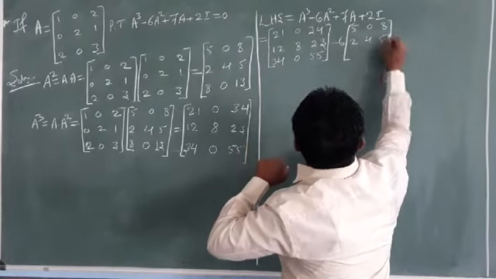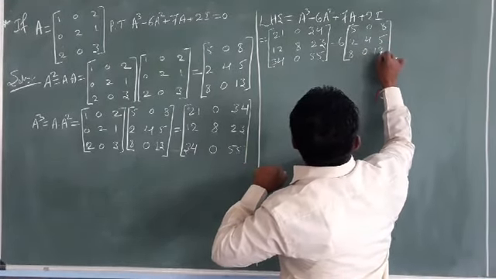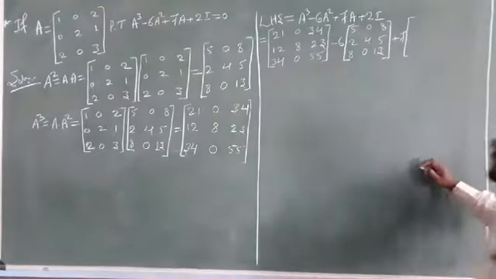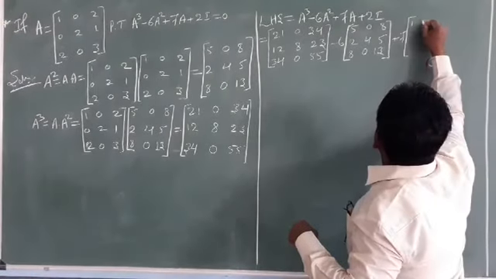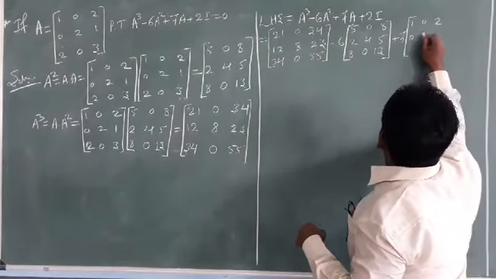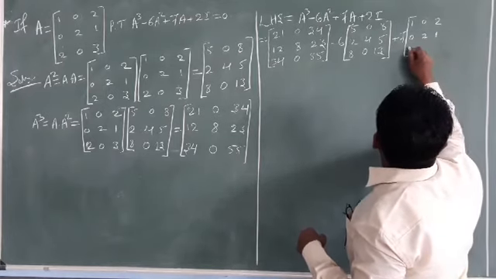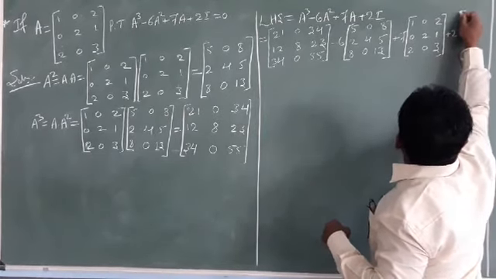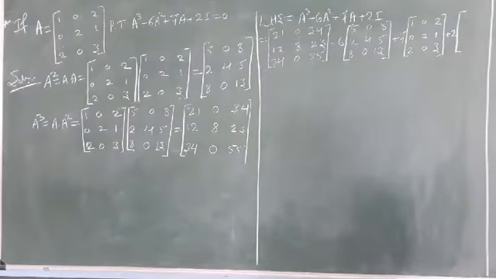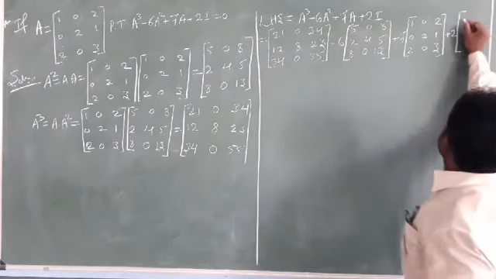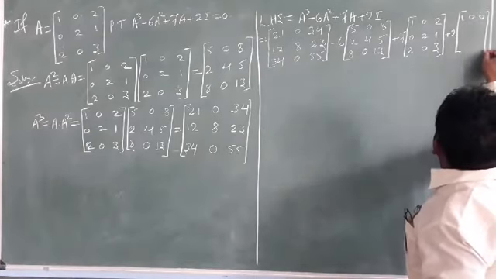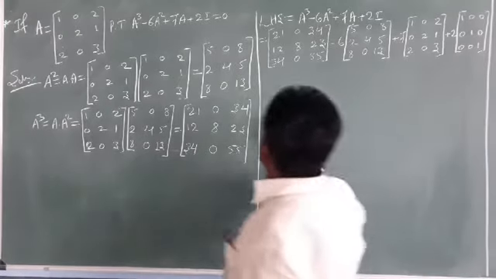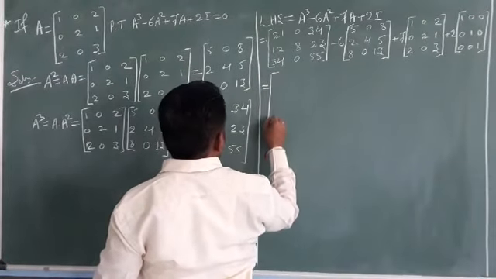2, 4, 5, 8, 0, 13 plus 7 into the matrix A. What is the given matrix? 1, 0, 2, 0, 2, 1, 2, 0, 3 and plus 2I. What is I here? I is the identity matrix of the order 3 by 3. So you get 1, 0, 0, 0, 1, 0, 0, 0, 1. This is the expression you have to write here.